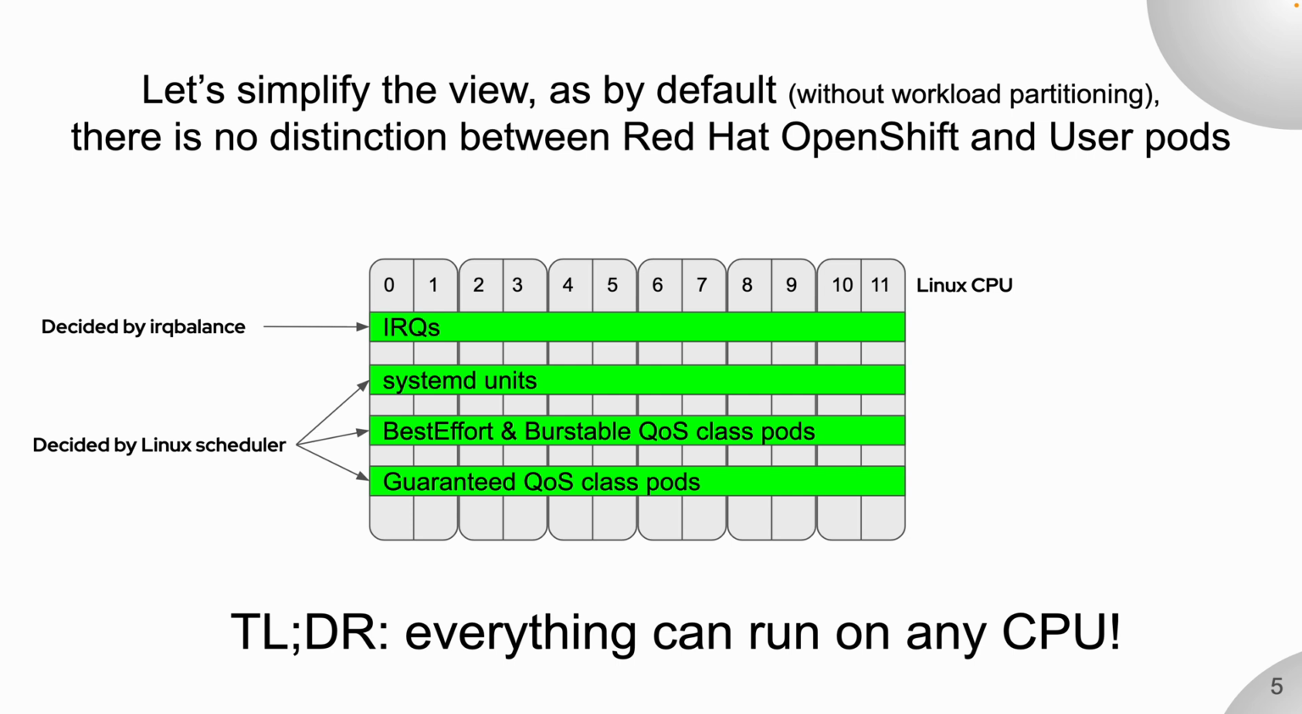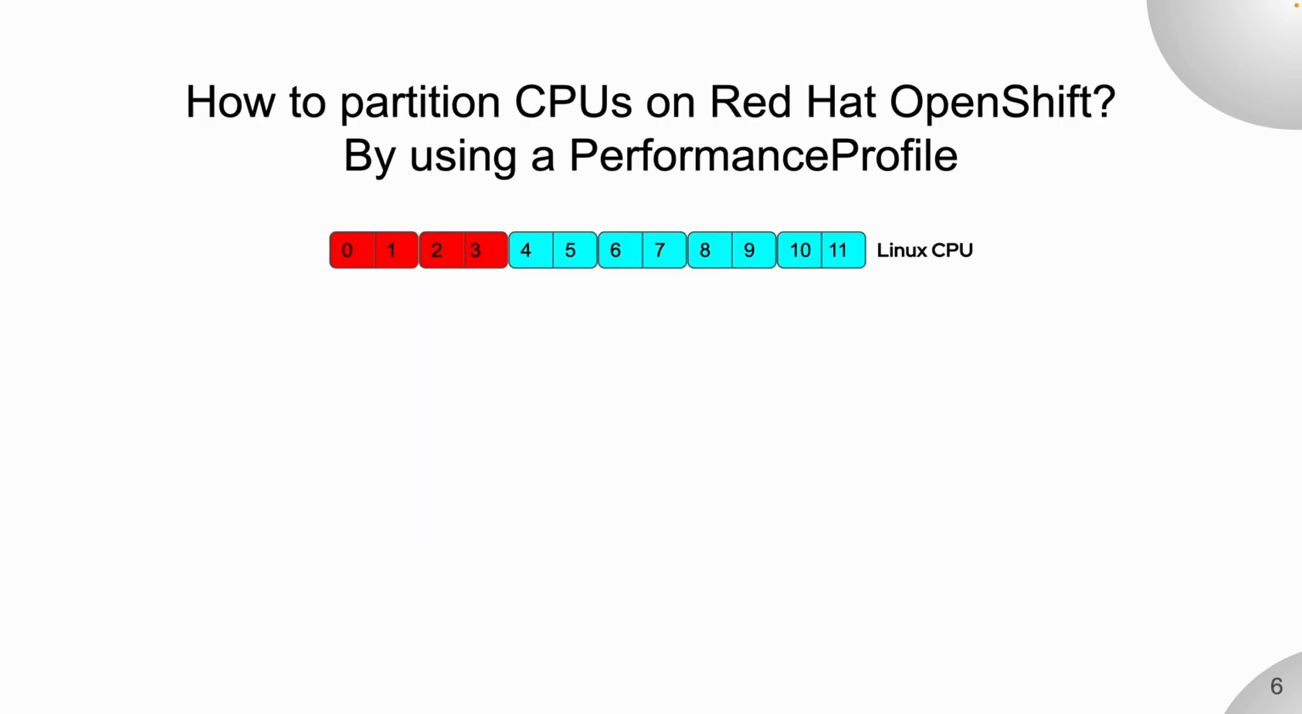They are all Linux userland processes, and where they run is decided solely by the Linux scheduler. By default, there is no restriction. Everything can run on any CPU. So how do we partition CPUs on Red Hat OpenShift?